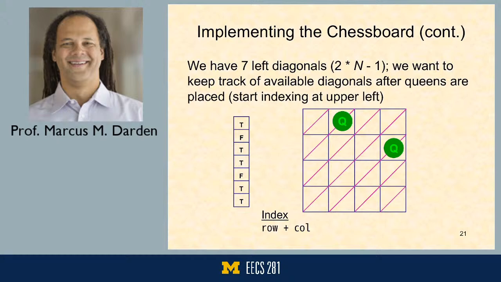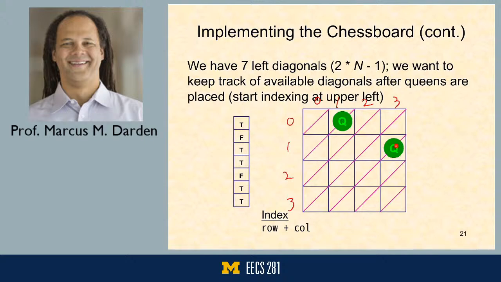So if I think of this as 0 1 2 3, 0 1 2 3, if I figure out where this queen here on the top is, right, this queen on the top is at row 0 column 1, so it should be index 1, and sure enough, that's where the false shows up over here.